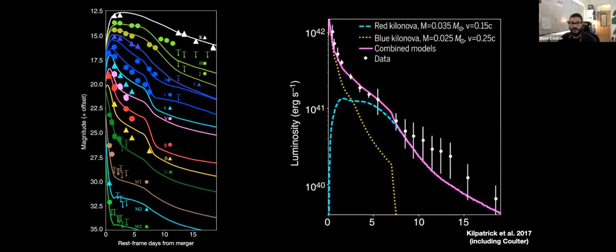So you need some early lanthanide-free blue component, which was surprising that that would be a part of this kilonova, as well as what you'd expect, this low Ye, high lanthanide component.